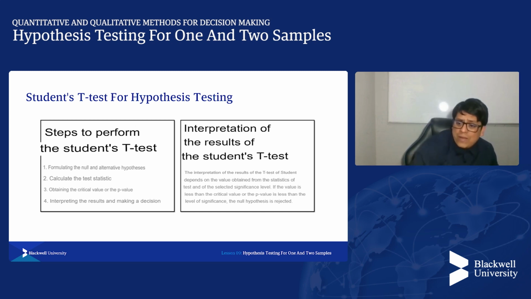So, what are the steps to perform students t-test? Formulate the null and alternative hypotheses. Calculate the test statistic. Obtain the p-value and compare it. If the p-value is greater than 0.05, we accept the null hypothesis, which suggests no differences. And if it is less than 0.05, we reject the null hypothesis. What does that mean? It means that there are differences. That's right.